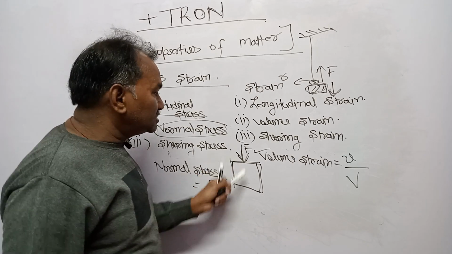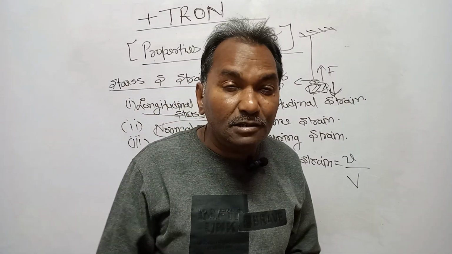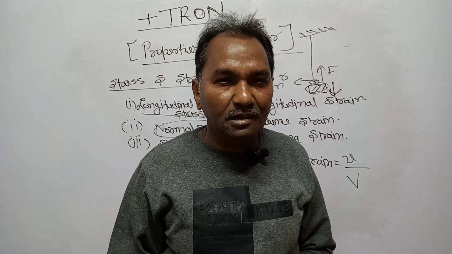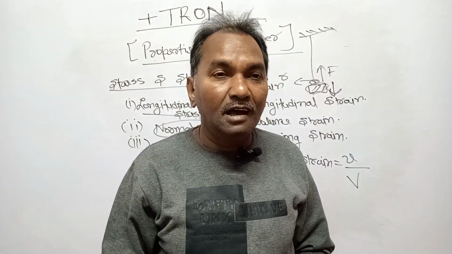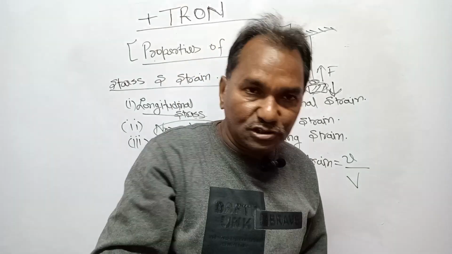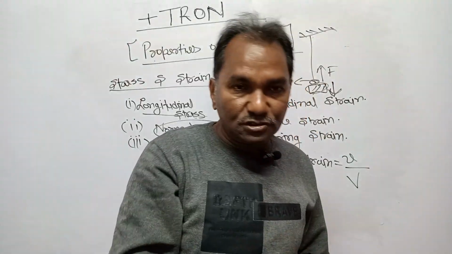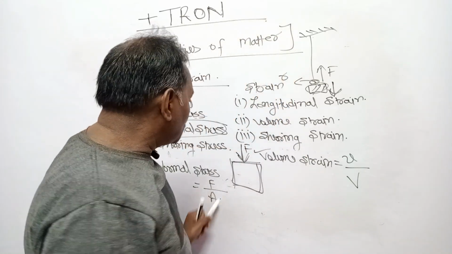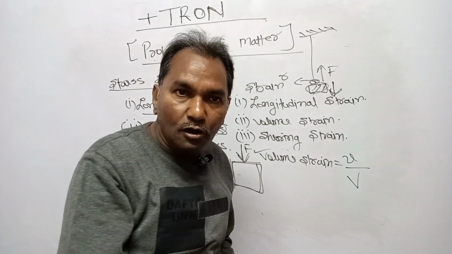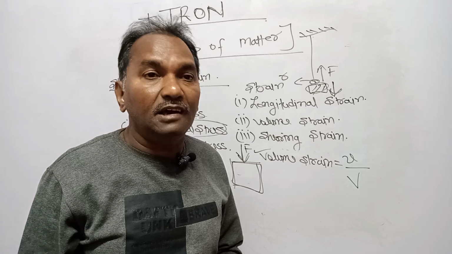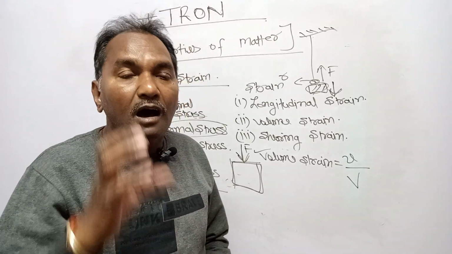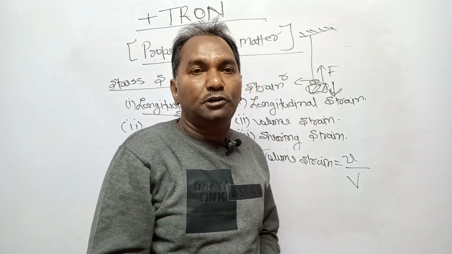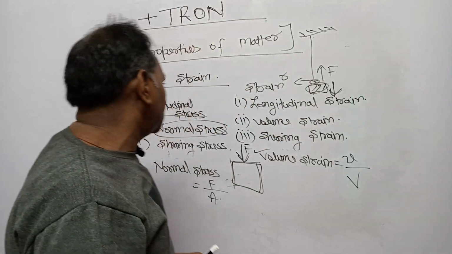And normal stress is force per unit area. Let's say you are watching my video sitting in a room. There is a ceiling, and on the ceiling a normal force is applied. Then you have to consider the area of that ceiling. So force upon area. Force is a normal force, and area is the area of the ceiling, or the area of the upper face of the cuboid on which the force is acting.